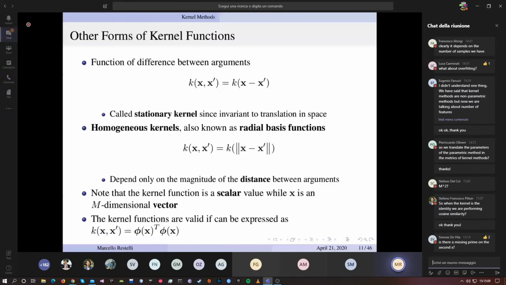Oh yes, there is a missing prime on the second x. Thanks for noting. I will change it. Okay, let me take a note. Thanks. Okay.